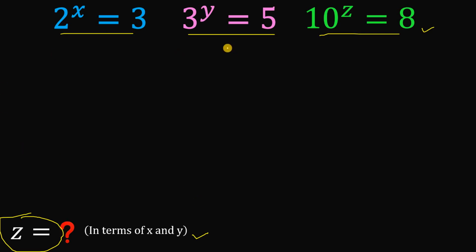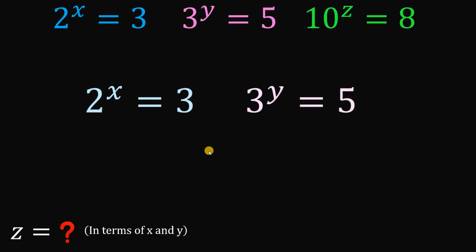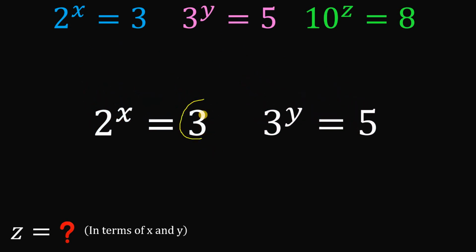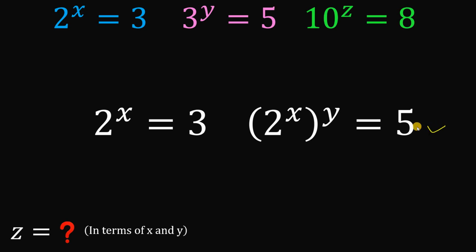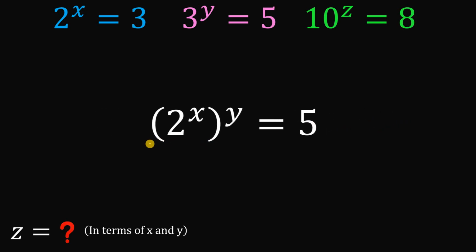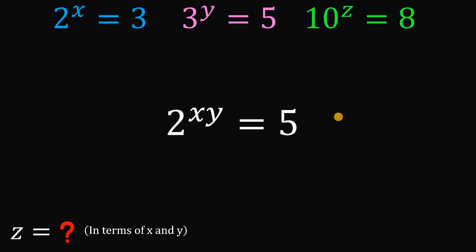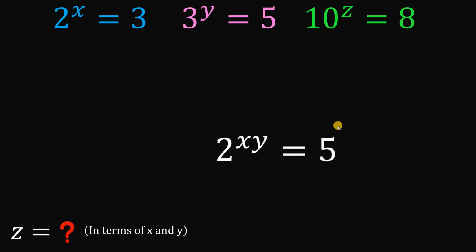So let's get these two equations. And notice, this 3 we can simply rewrite as 2 raised to the power of x. So this 3 right over here in this equation, we can replace with 2 raised to the power of x, technically speaking. And now, let's focus on this result. Now, the left-hand side of our equation, 2 raised to the power of x raised to the power of y, if we simplify this, we get 2 raised to the power of x times y. Now, at this point, let's set aside this result.